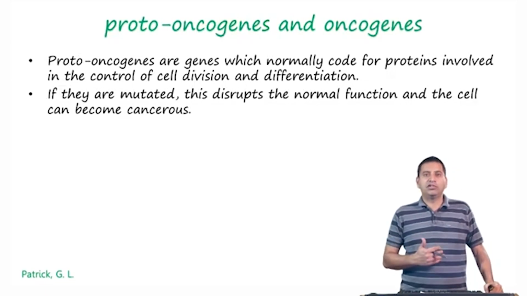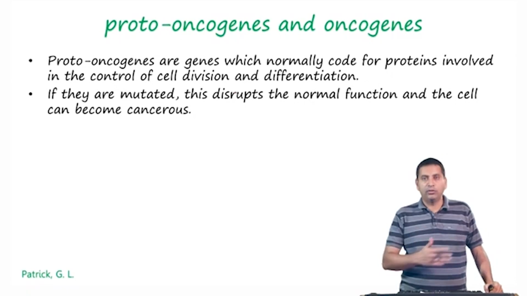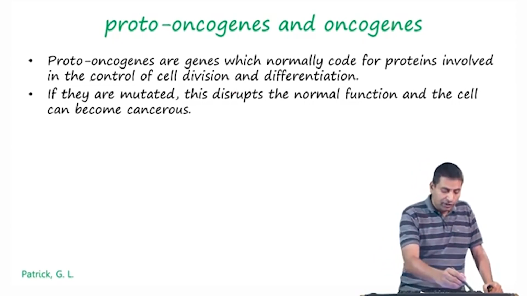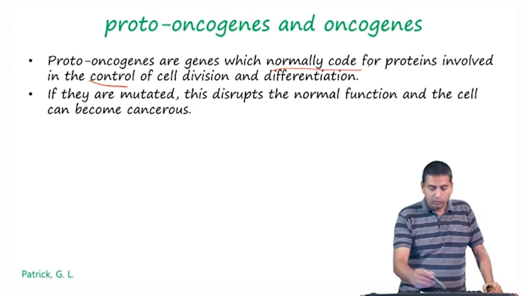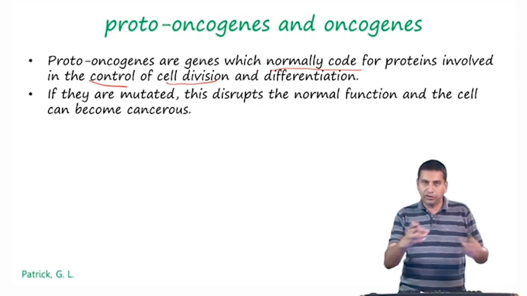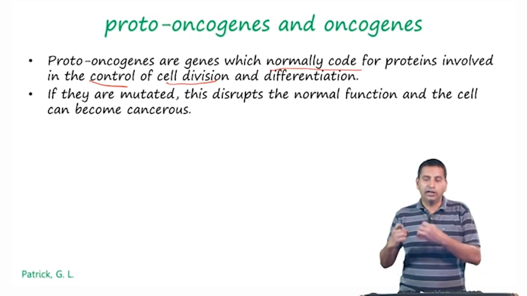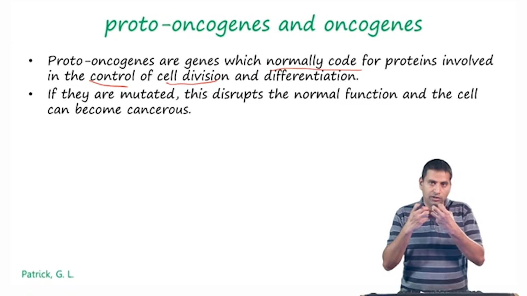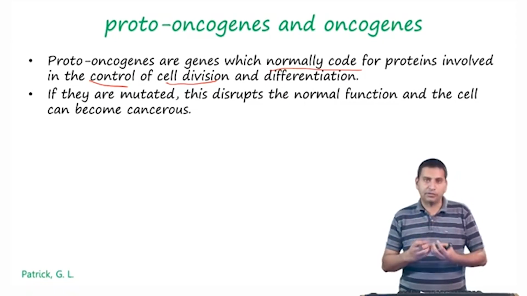Now, we will look at the concepts of proto-oncogenes and oncogenes. We have already been exposed to the term oncogene. Proto-oncogenes are genes which normally code for proteins involved in the control of cell division and differentiation. Just to remind you, cell division is the process by which cells divide, and differentiation is the process by which a stem cell gets converted to a cell with a function, for example, a muscle cell.